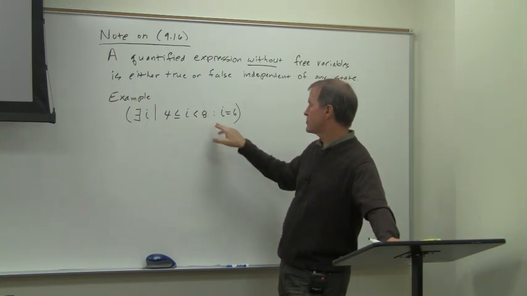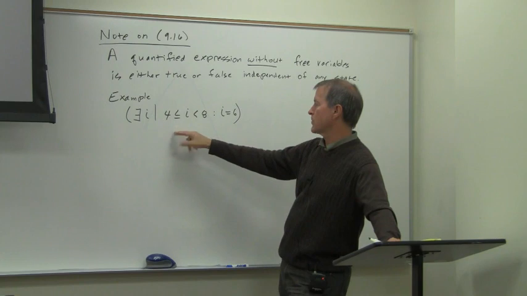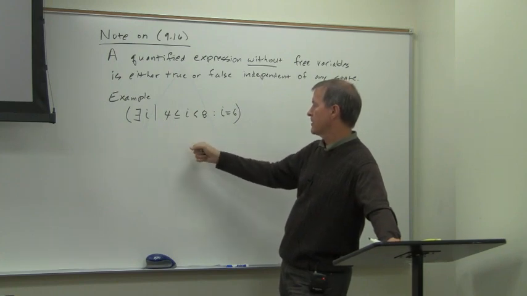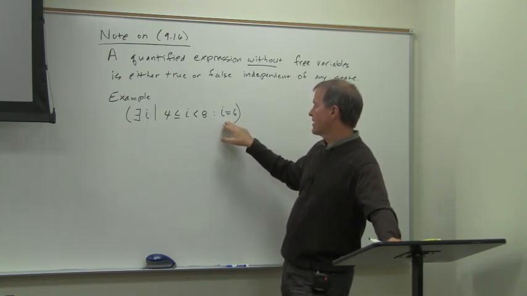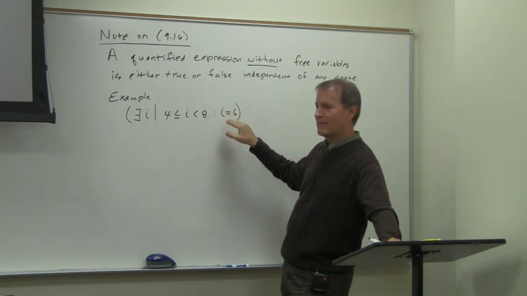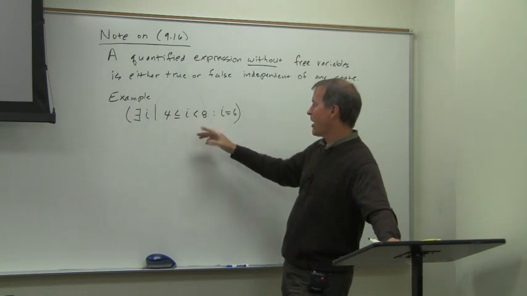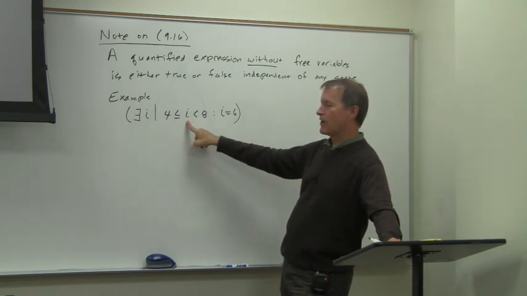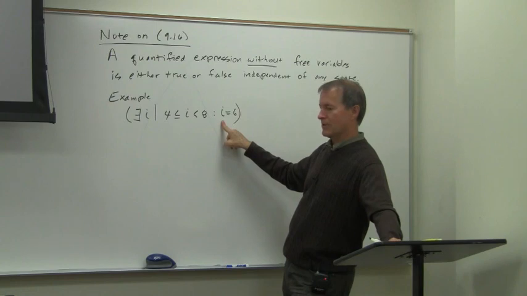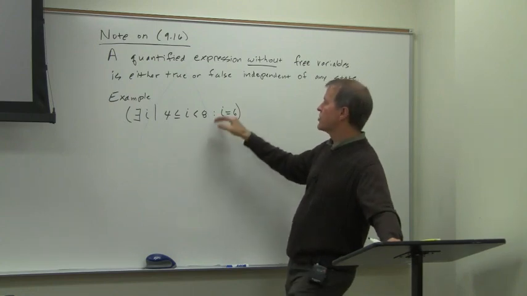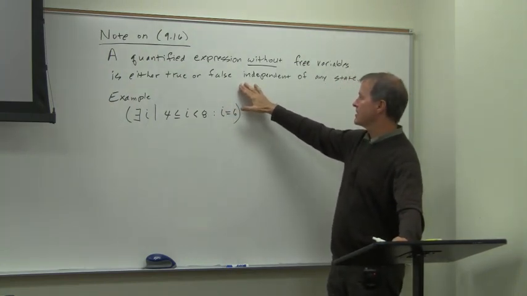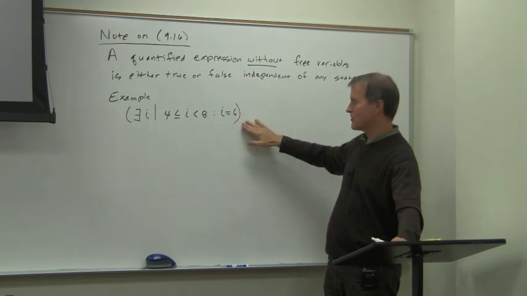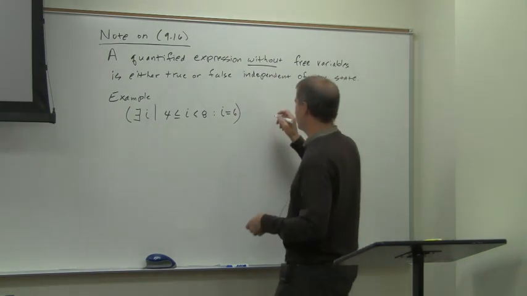So what does this mean? What are the possible values of I in this range? 4, 5, 6, 7. Okay? And so what is this? This is 4 equals 6 or 5 equals 6, and so on. So tell me, is this I bound or free? Are there any free variables? So do you agree that this thing is either true or false, independent of any state? Yep. And which is it, true or false? It's true.